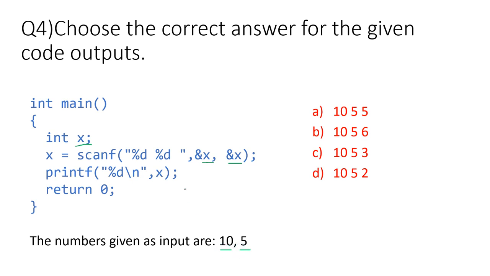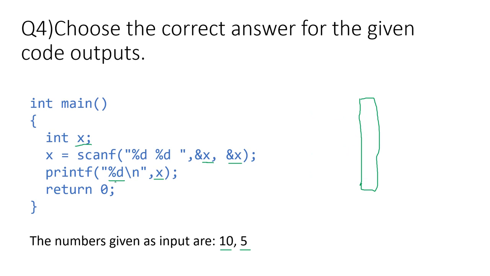Okay, and that is going to be stored in x, and again you have x is equal to scanf. So in the very next line you're printing %d of x. So what is going to be printed? Definitely we are sure that we are entering 10 and 5, so that is why we have 10 and 5 in our outputs. Okay, so our deciding factor would be the last one.